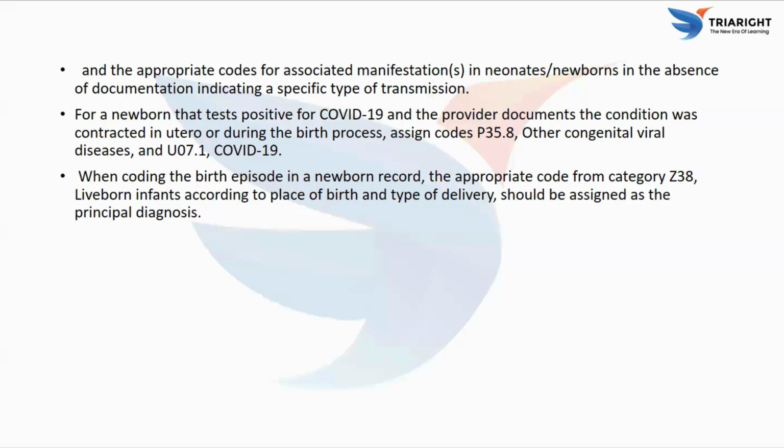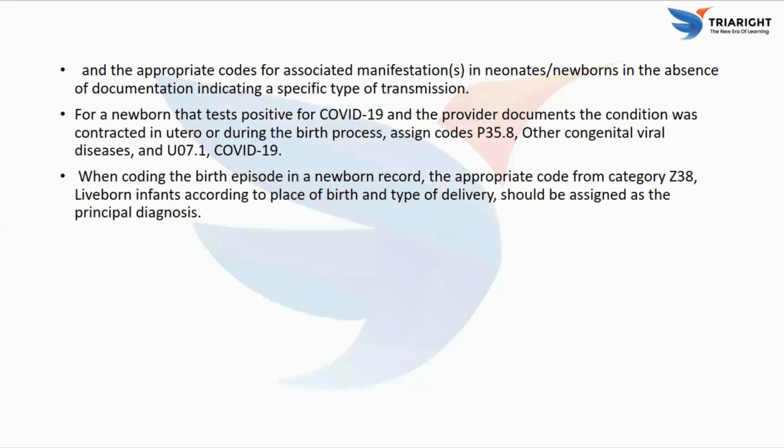So how do you code for the birth episode? So when coding a newborn's record right after the birth, the main diagnosis, that is the primary code, should be a code from Z38, which represents live born infants. So this depends upon the place of the birth, that is hospital, home, etc., and the type of delivery, whether it is a normal vaginal delivery or a C-section delivery.